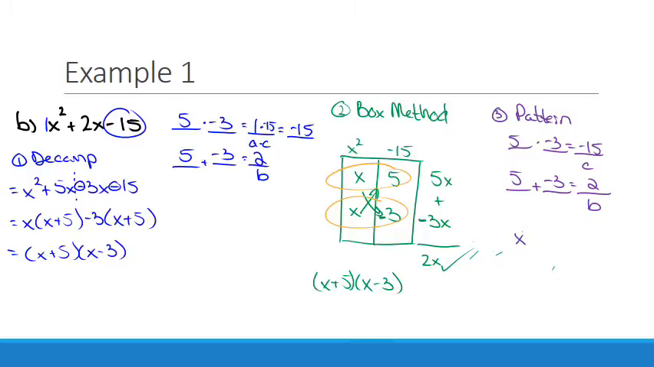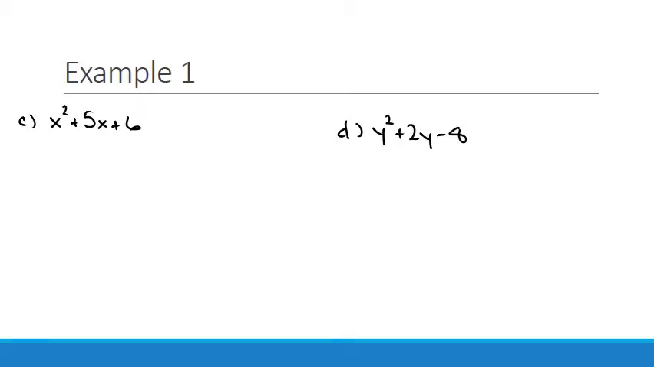Now the way it would typically look, everybody, you'd have x squared plus 2x minus 15, and then right underneath that you'd put your answers. So x plus 5, x minus 3. All right, after this, we'll only use one method. All right, so let's move forward with the pattern. So we're going to have these binomials as answers.